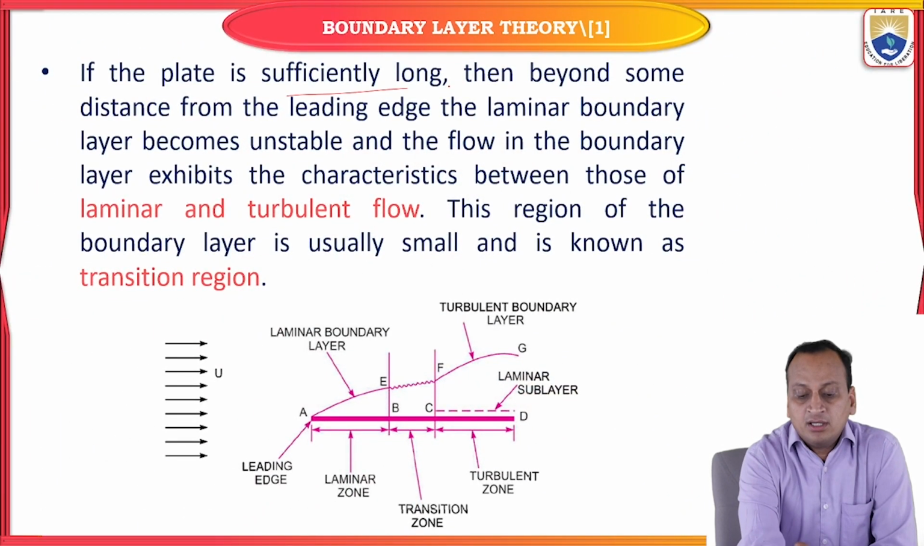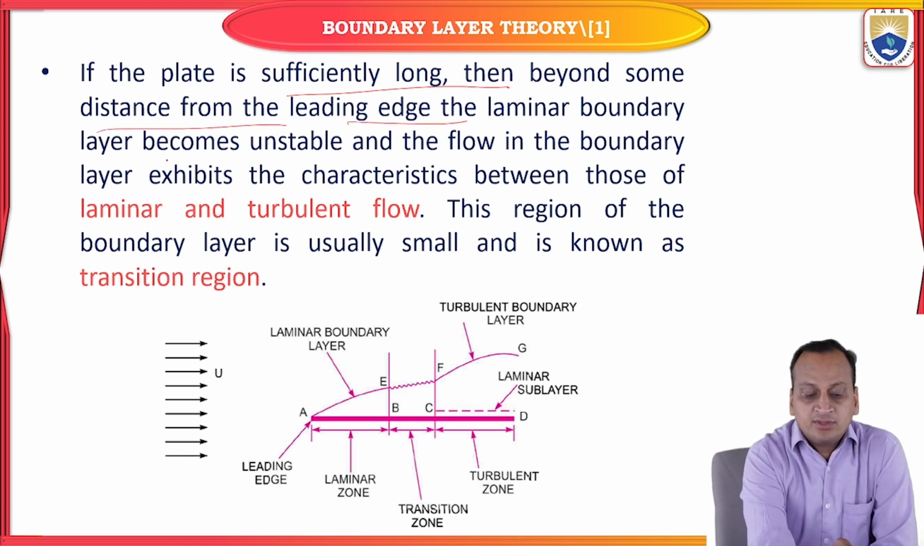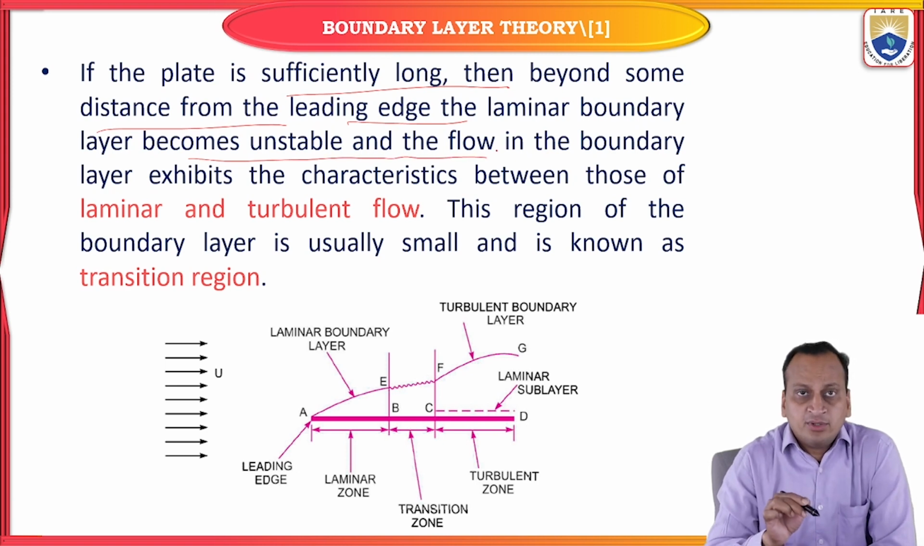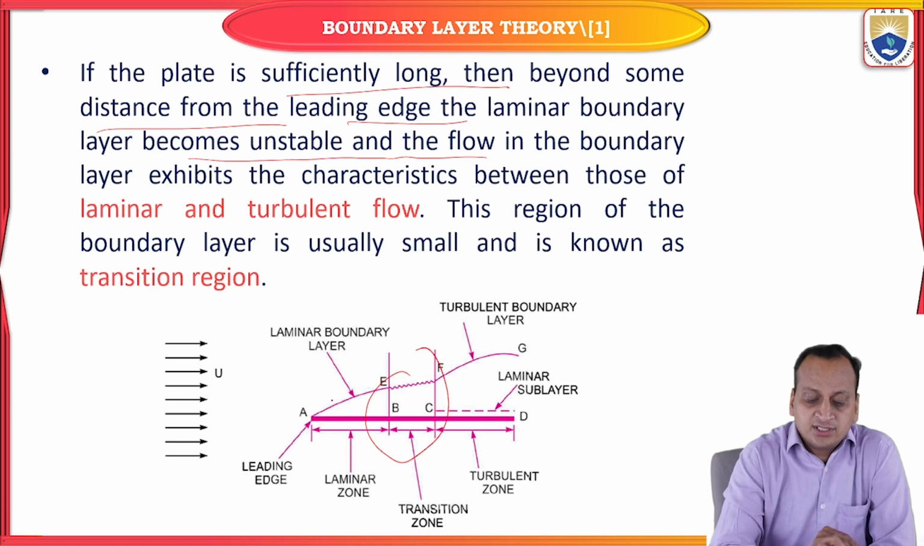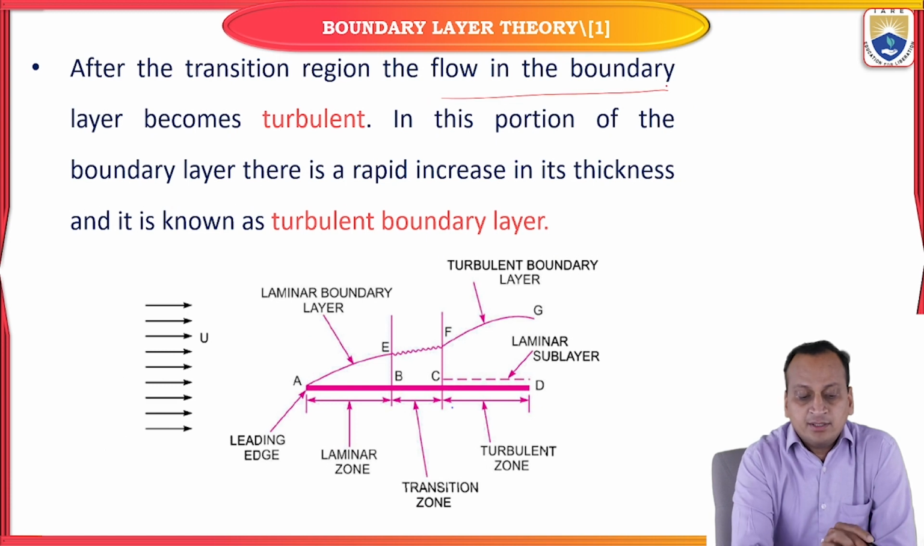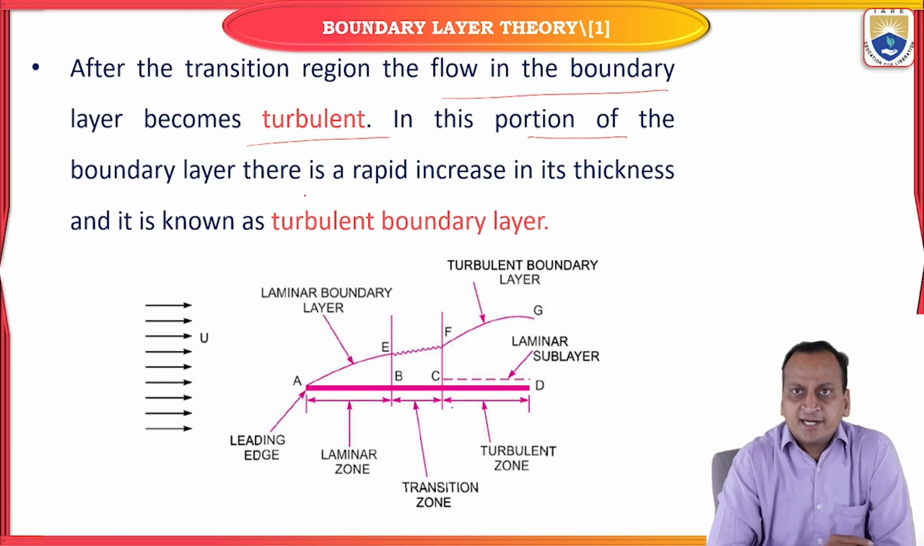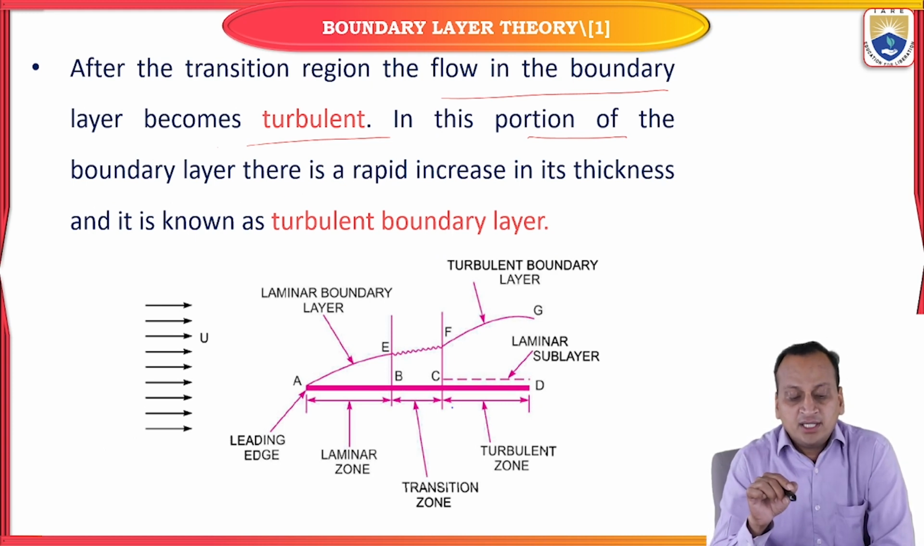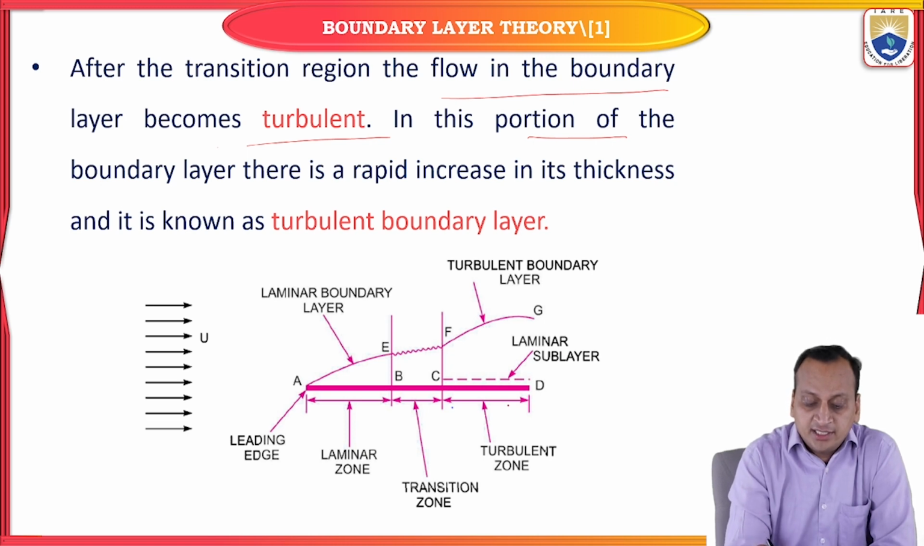If the plate is sufficiently long, then beyond some distance from the leading edge, the laminar boundary layer becomes unstable, and flow in the boundary layer exhibits the characteristics between those of laminar and turbulent. Therefore, that particular zone is known as a transition zone. After the transition zone, the boundary layer becomes turbulent. In this portion of the boundary layer, there is a rapid increase in thickness of the boundary layer, and it is known as a turbulent boundary layer. This region C2D is known as a turbulent boundary zone. This is the turbulent boundary layer.